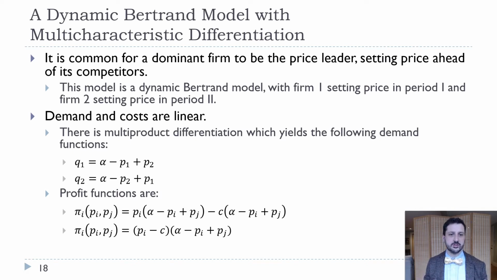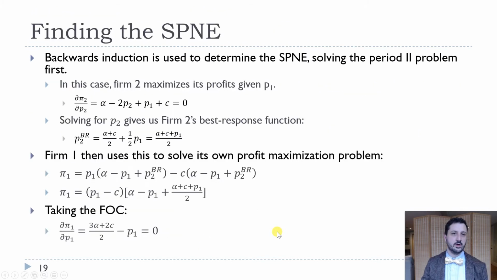So demand and costs are linear. So Q1 is just equal to alpha minus P1 plus P2. Q2 is just equal to alpha minus P2 plus P1. And then profit functions are just price times quantity. So note here, we're substituting in for quantity because price is our choice variable. So we have P times Q minus C times Q, or just Pi minus C times Q, which is alpha minus Pi plus Pj.